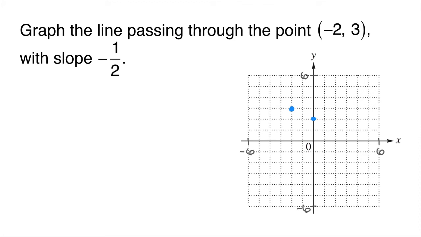In the same way, from that point, 0, 2, we can move down 1 and right 2 units to get to a third point at 2, 1. And we can continue in this same way, plotting additional points on this line. We then draw a straight line passing through all of these points, using arrows to indicate that the line continues on in either direction.